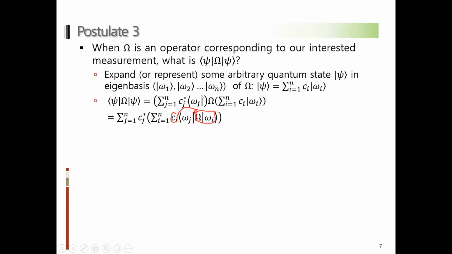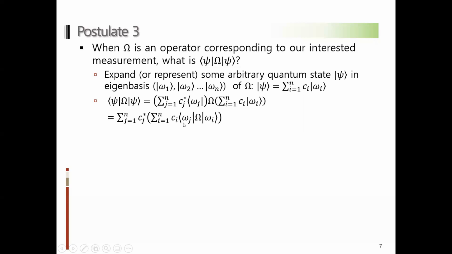For the inner summation, this bra vector can be directly multiplied on this omega operator, because c sub i is just a scalar value, so it can be pulled out of this multiplication. So the internal summation will look like this one, while the external summation will be the sum of each of these summations multiplied by this factor.